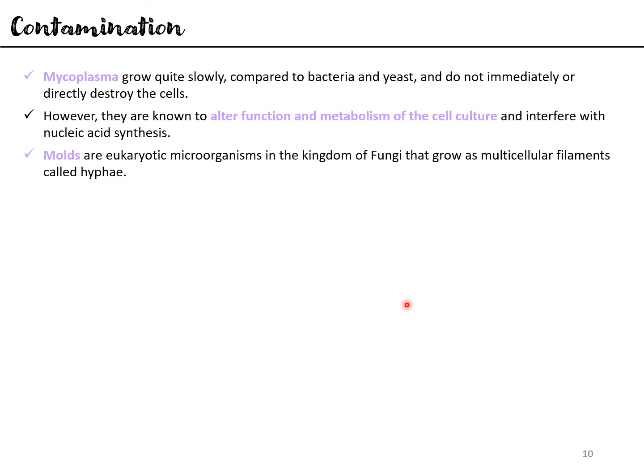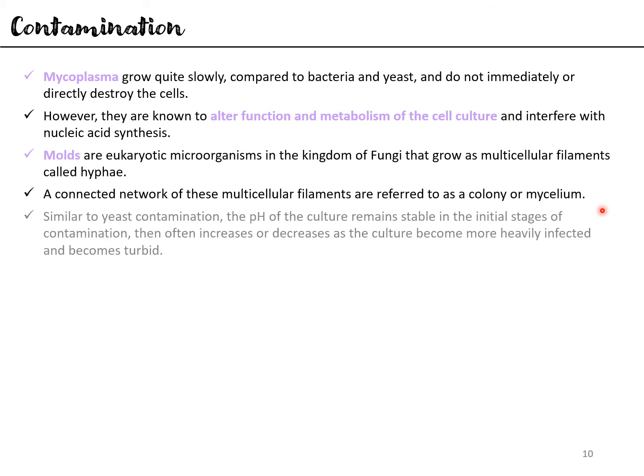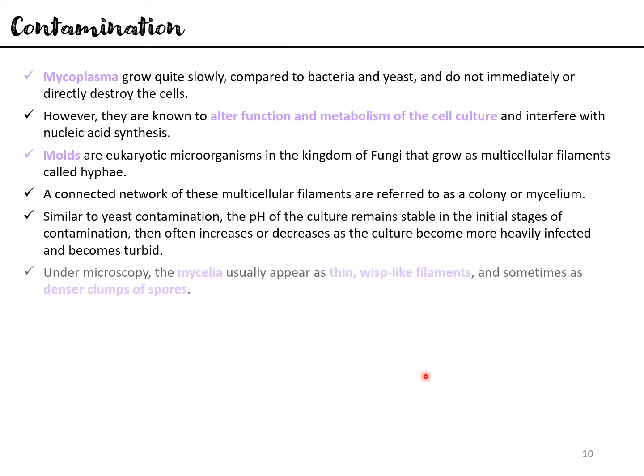Molds are eukaryotic microorganisms in the kingdom of fungi that grow as multicellular filaments called hyphae. A connected network of these hyphae is referred to as a colony or a mycelium. Now, similar to yeast contamination, the pH of the culture remains stable in the initial stages of mold contamination, and then it often increases or decreases as the culture becomes more heavily infected and becomes turbid.